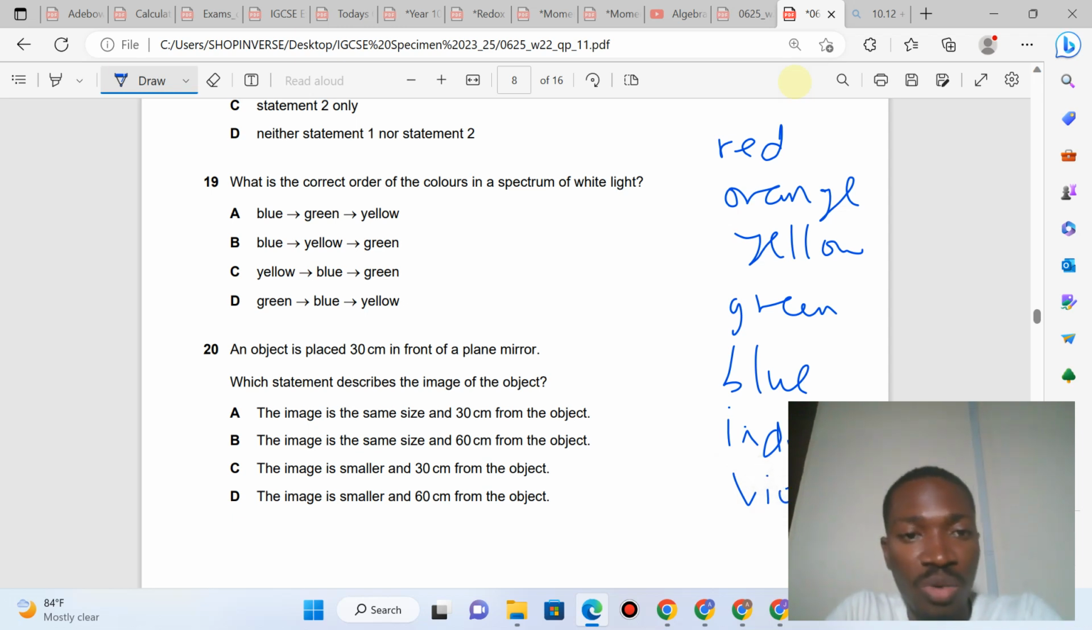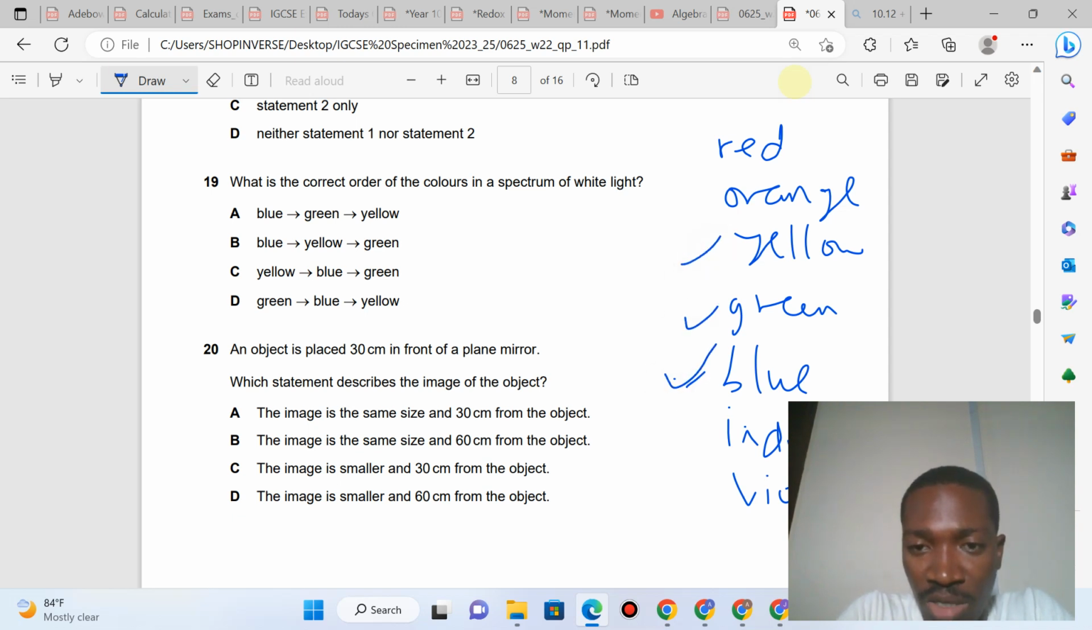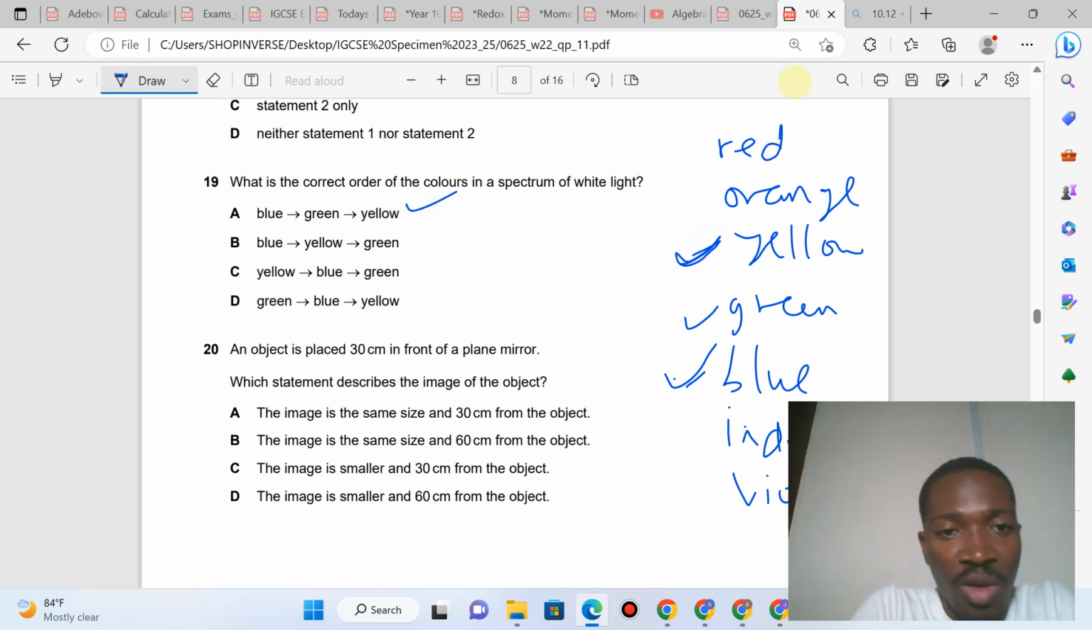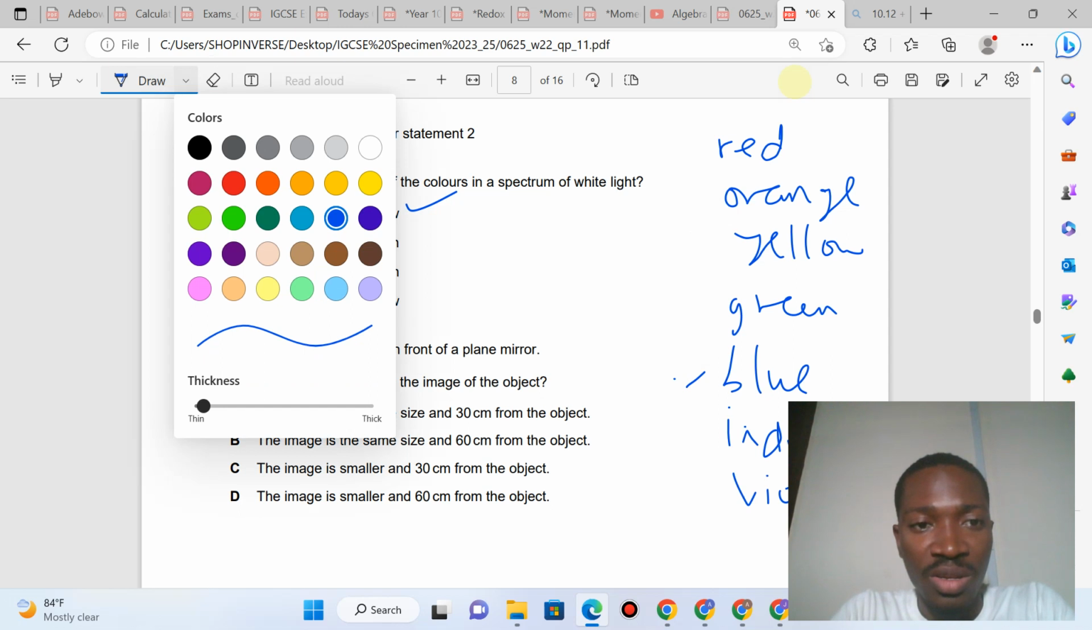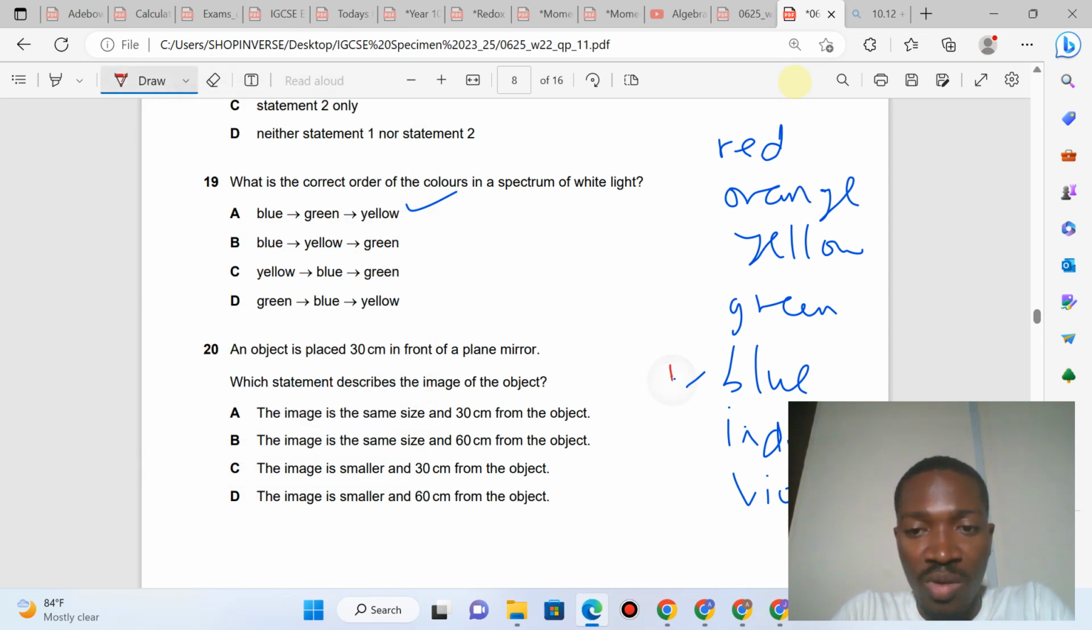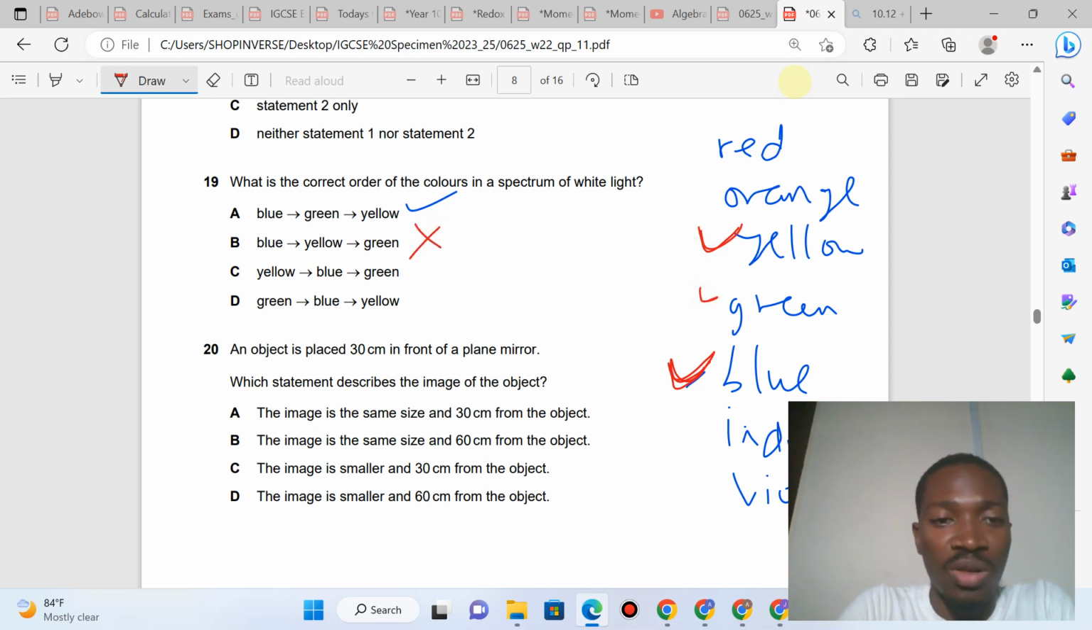Okay, let's see. Blue, green, yellow. Yes, there's an order here and it follows that order. This one follows the correct order. Blue, yellow, green. Let me use another color. Blue, yellow, green. You see, you went from here, from first, you jumped here, and then you're coming back here. So this would not work.